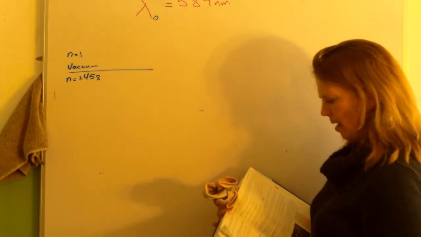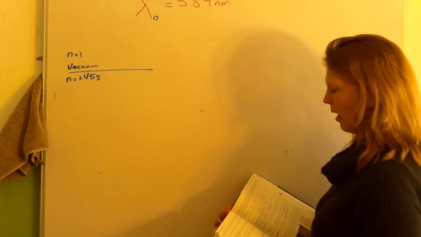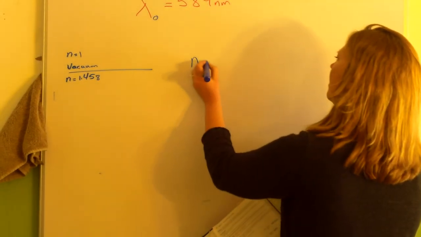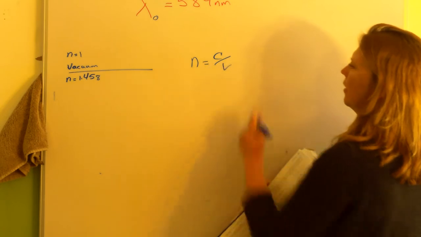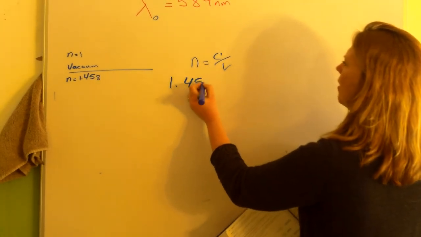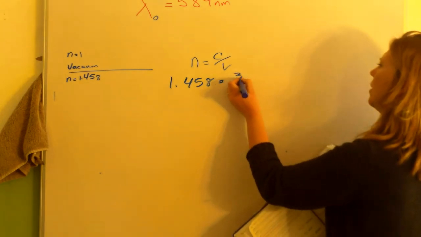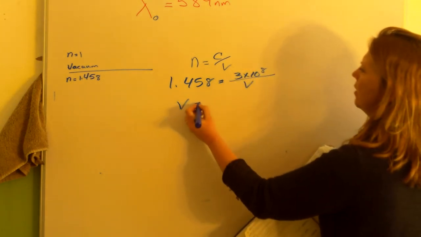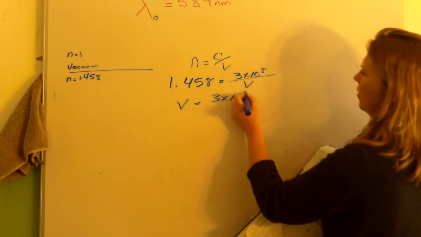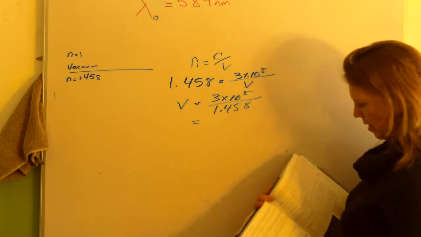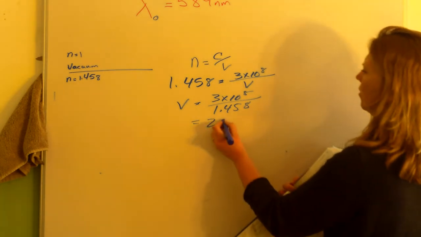Okay, it says, find the speed of light in fused quartz. So, that's the equation we'd want to use. Fused quartz, 1.458 is equal to 3 times 10 to the 8 over V. So V is 2.06 times 10 to the 8.